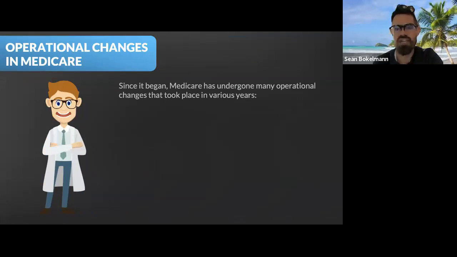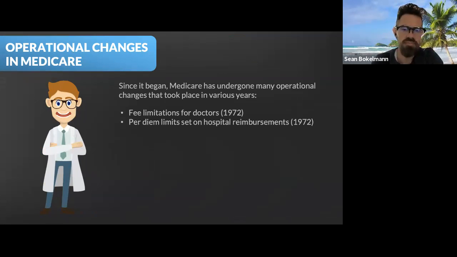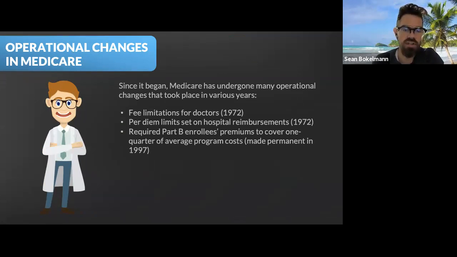So there's been a lot of changes to Medicare since it was incepted in 1965. The first of those changes came with fee limitations for doctors. At the same time, there were per diem limits set on hospital reimbursements, so like per day. And then another change came in 1997. I think it was made previously, but it was supposed to be temporary, and then they made it permanent. But it required that Part B enrollees' premiums cover 1/4 of the costs.